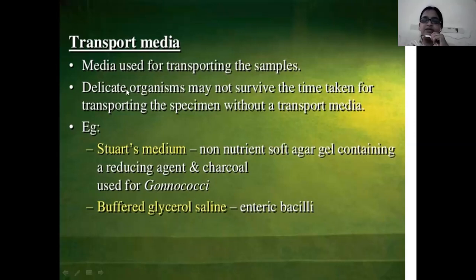This transport media is used for delicate organisms which may not survive the time taken for transporting the specimen without a transport media. For example, Stuart's medium is a non-nutrient soft agar gel containing a reducing agent and charcoal, used for gonococci. Buffered glycerol saline is used for enteric bacilli.